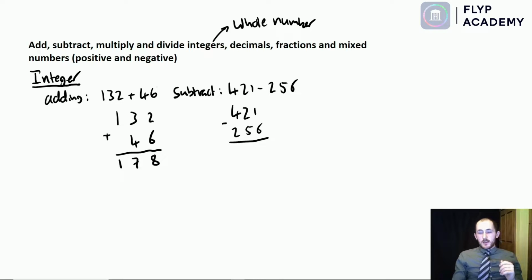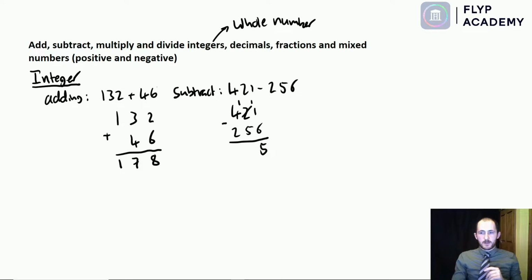Again, ask yourself, can you do 1 minus 6? No, it's too small. So what you do is you borrow 1 from the left, so that 2 becomes a 1, and this 1 becomes an 11. 11 minus 6 gives me 5.